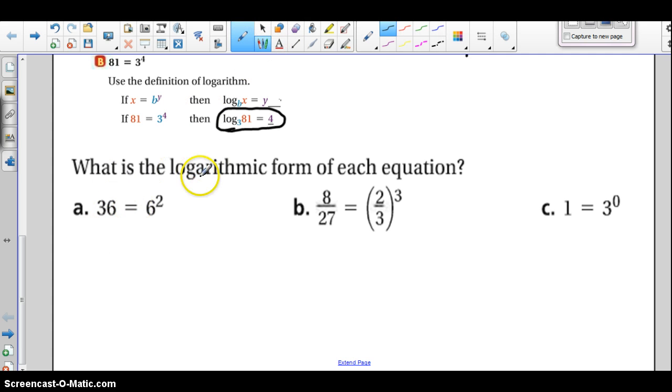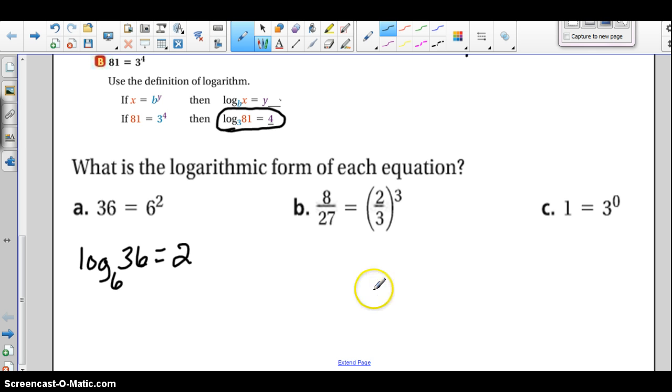First one, let's write this as, what is the logarithmic form of this equation? We're first going to write log, and then our base. Our base is 6. Our value is 36. And our exponent, in other words, what is the log equal to, is 2.